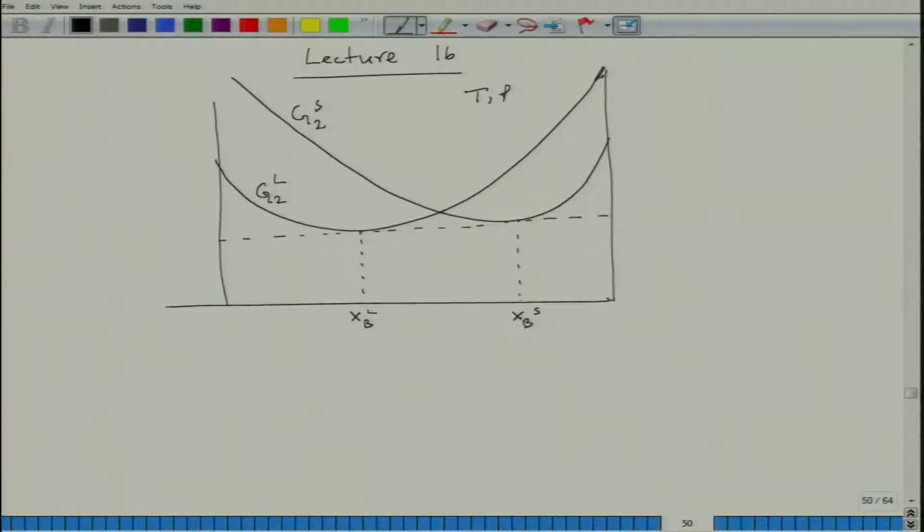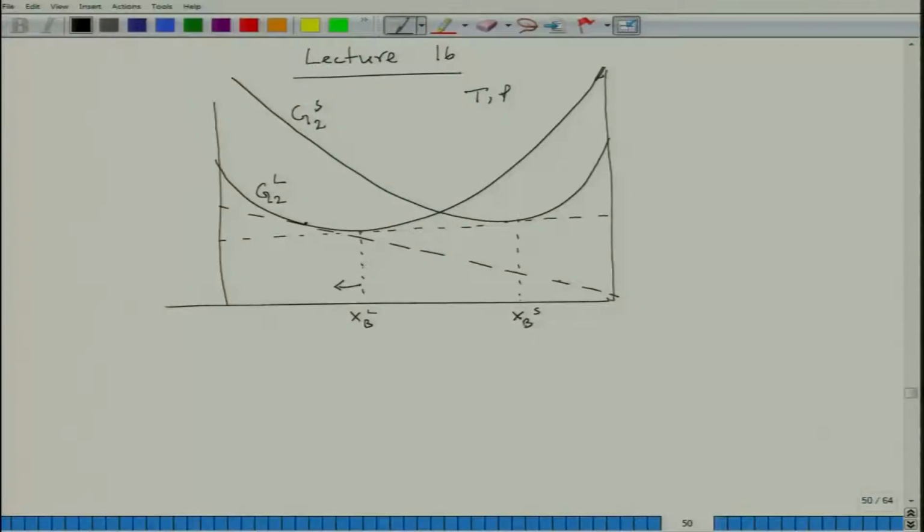And in our last lecture what we have seen is that if we take a composition left of this particular composition, then no solid would come out, because if I draw a tangent, let us say here, this tangent would always be below the G2 line of solid. So, in order to form solid, we would have to increase the free energy, which is not thermodynamically possible.